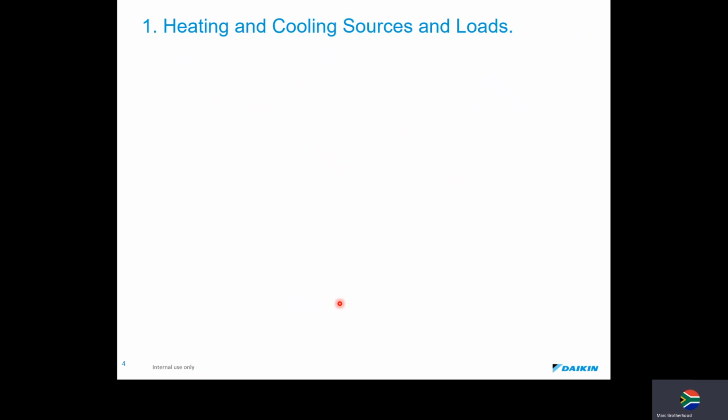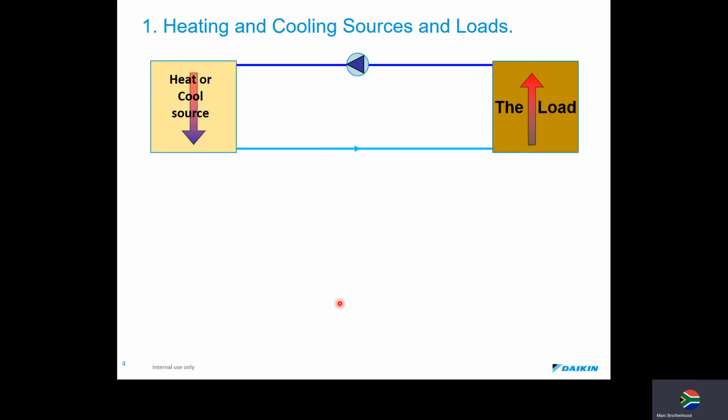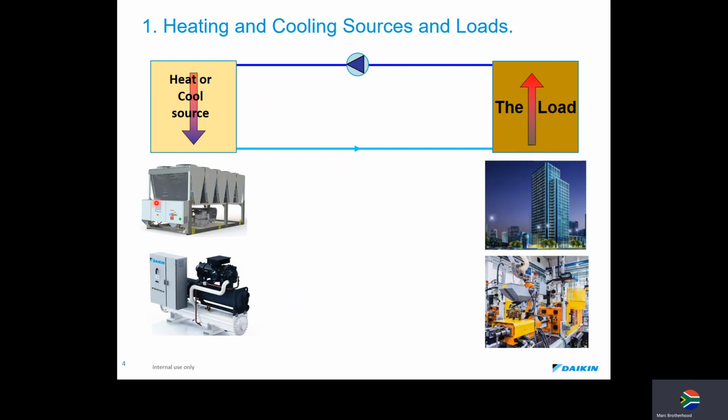So heating and cooling sources and loads. Our chiller is the source and our load can be a cooling or an industrial process that needs cooling. And here we typically see a heating or cooling source, which would be our chillers providing heating or cooling. And here is the load. It could be process cooling, it could be comfort or office cooling, and obviously you need a pump to circulate the working fluid.